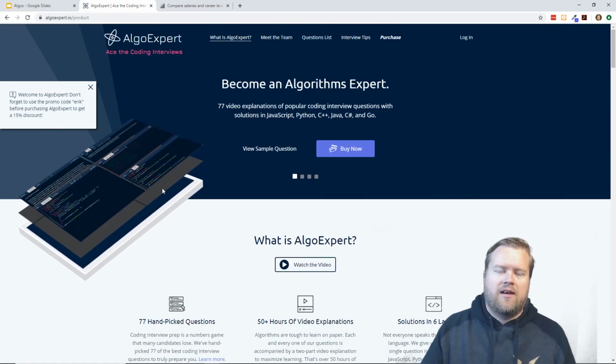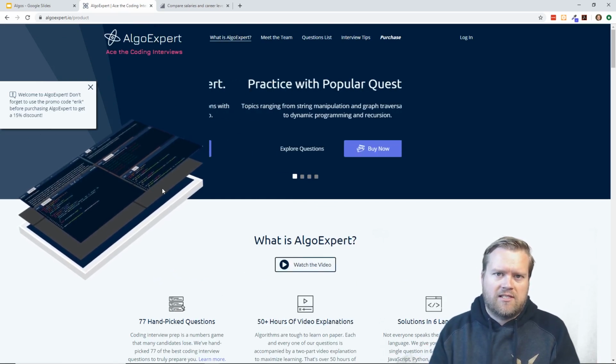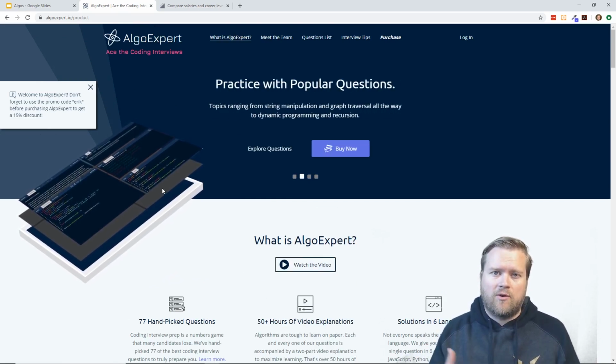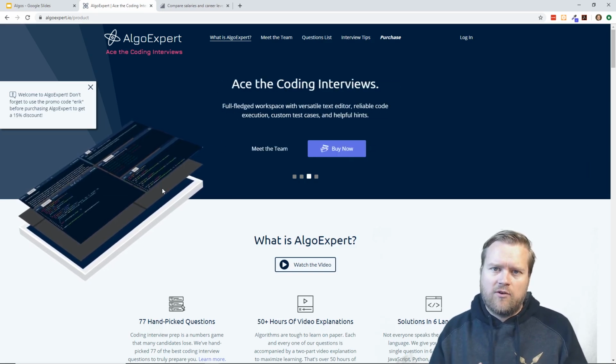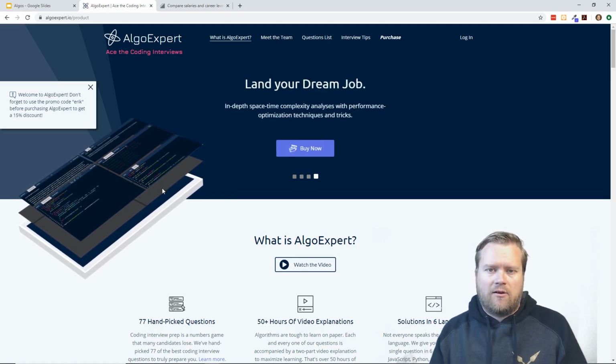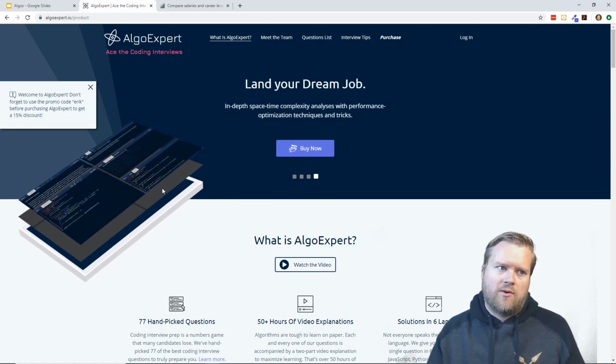If not, if there are other resources, LeetCode is another one you might hear a lot. You can Google and find a few of these places, but like I said, I really like AlgoExpert for my algorithms. So that's what I would check out.